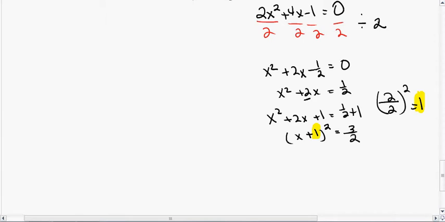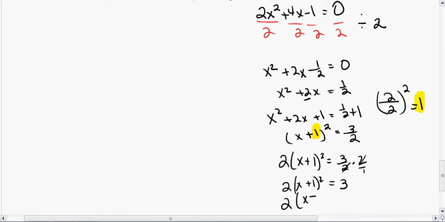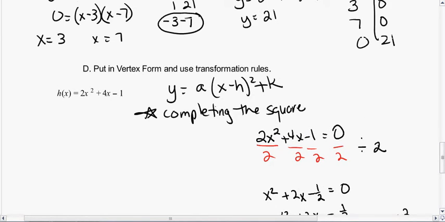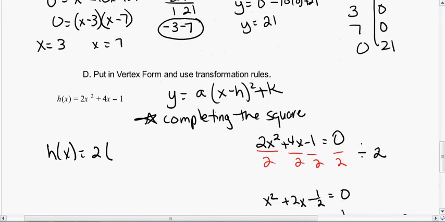We're really close now. I want to clear the fraction, so I'll multiply both sides by 2. On the left, 3/2 times 2, or 2 over 1, becomes 2 times (x plus 1) squared, and the 2's cancel on the right, and I have a 3. And the last step, subtract the 3 and set it equal to 0, and there it is. It's been turned into vertex form. So h of x is equal to 2 times (x plus 1) squared minus 3. So there it is in vertex form. That part's done.